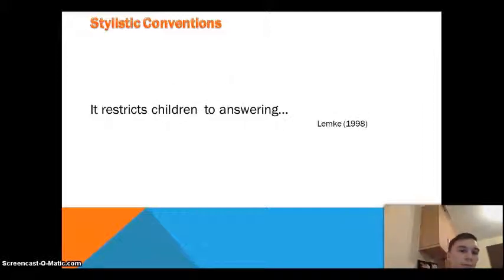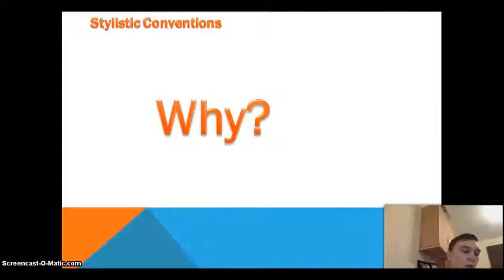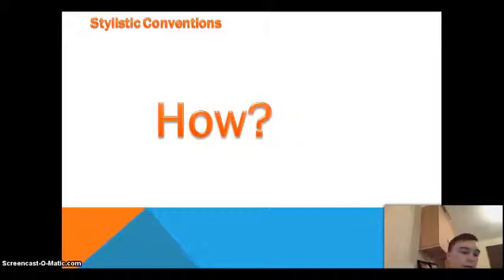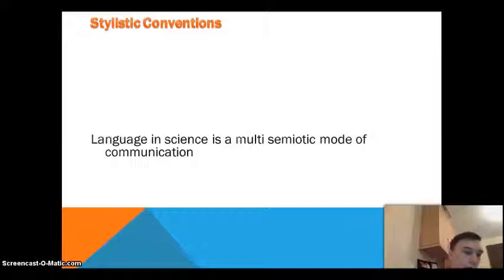By doing so, it restricts children to answering why, what, and how. These features make it similar to learning a foreign language and require children to learn about the grammatical and semantic meaning associated with its forms of expression.